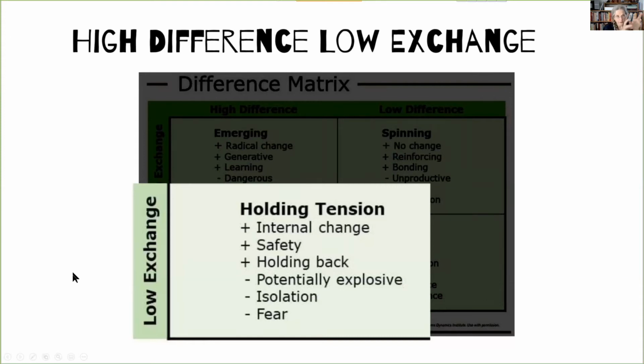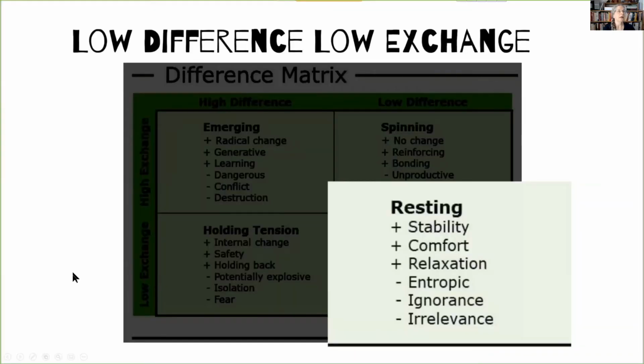So if we're seeing any of these kinds of patterns in these 4 different quadrants going on, that is a way of helping us understand if we are too high or too low with our differences or our exchanges. And then low difference and low exchange is like we all understand and trust each other, and it's very stable and comfortable and relaxing, but it can also lead to entropy and to ignorance because we're not getting input from other perspectives, and it can make us irrelevant if we're too low difference, low exchange.